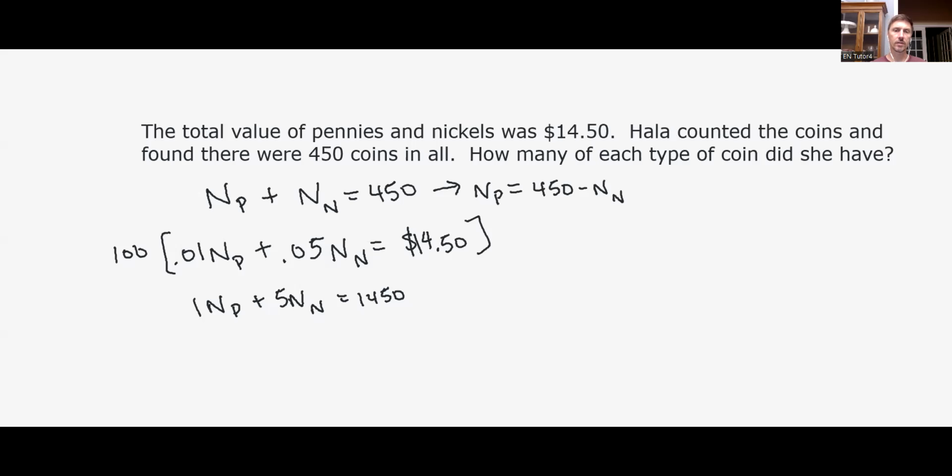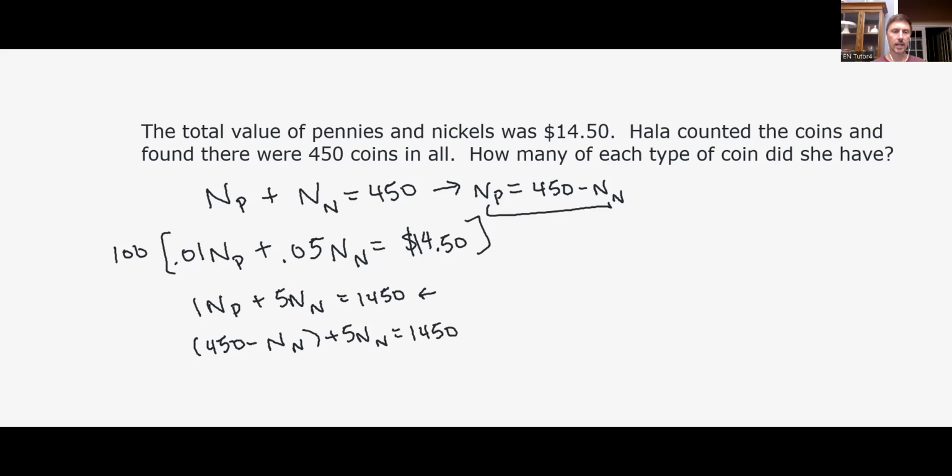So now we're going to take this value of NP and plug it into this equation right here. The 1 is understood, so we don't need to leave that in there. But instead of NP, we're going to write in the value of NP based on this equation up top. We're going to say that NP is equal to 450 minus NN, plus 5NN, sorry, we still have to leave that in there. That's going to equal 1450.